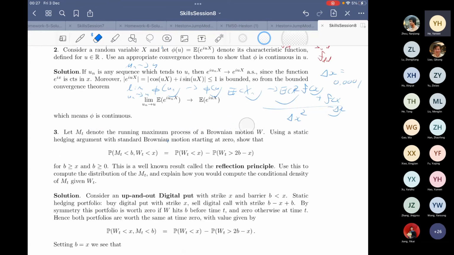So this question says let M_T denote the running maximum process of a Brownian motion. Just to remind you what the definition of that is. So M_T, which we sometimes also call W-bar_T, is the maximum of W_S for S between 0 and T.